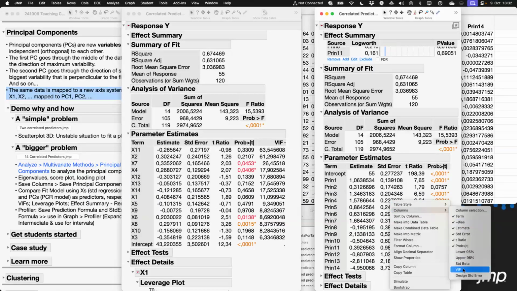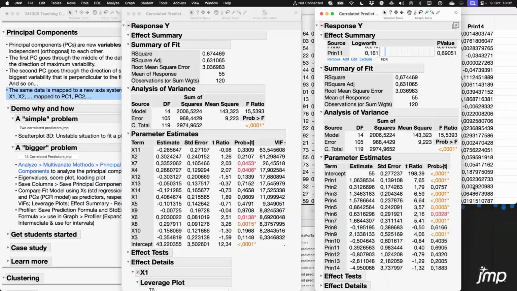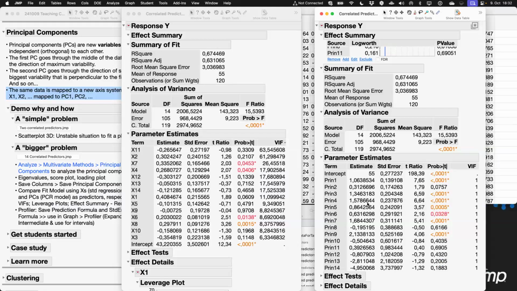Let's add the variance inflation factor. It's a right click on the parameter estimates table and then add VIF. That's also what I did on the left-hand side, the standard model. And we see variance inflation factor 1. If you go back to our formula, that means that there's no correlation. Principal components are orthogonal, independent. There's no correlation. And then 1 divided by 1 is 1, and these are the ones we want to see. Perfect.